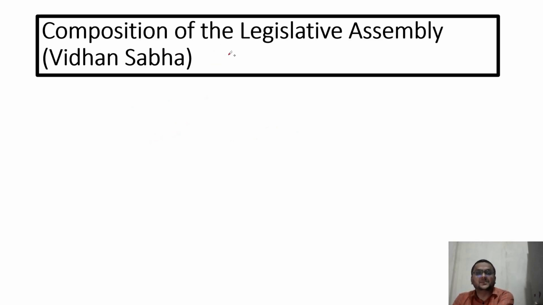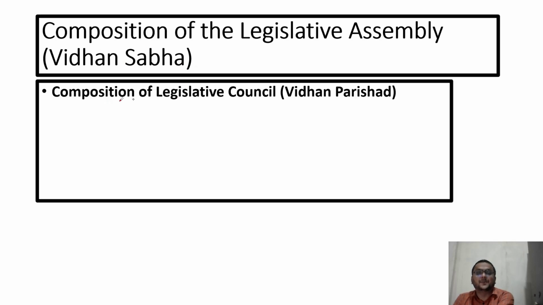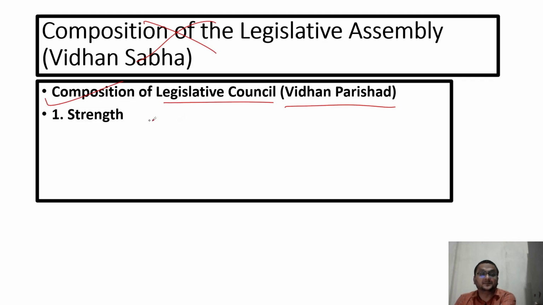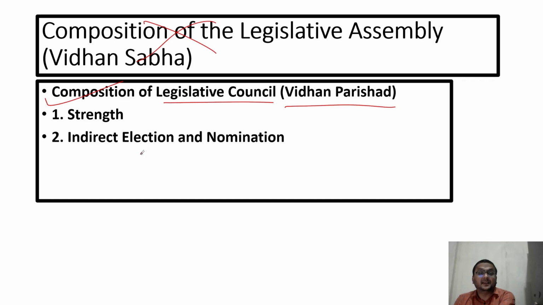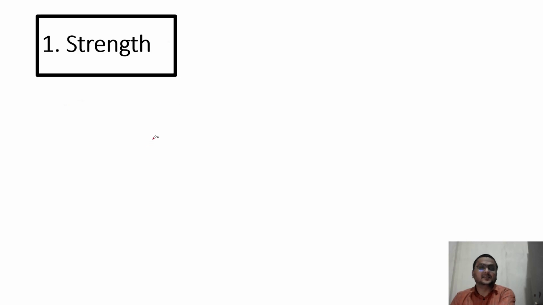Next topic is composition of legislative assembly. No, not legislative assembly. It is composition of the legislative council, Vidhan Parishad. This was wrongly typed. The topic is composition of the Legislative Council, that is the Upper House, Vidhan Parishad. So, what is the strength? We will look at the strength, then indirect election and nomination, and then we will see the voting system. Let's look at them one by one.